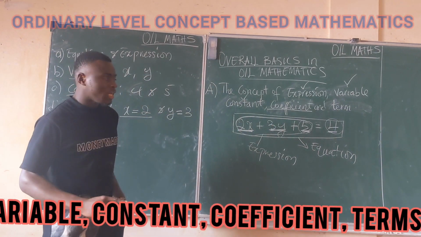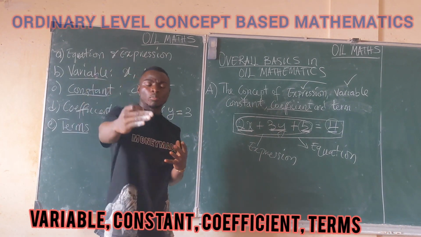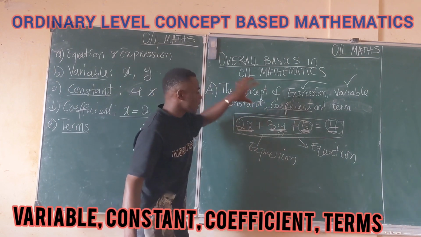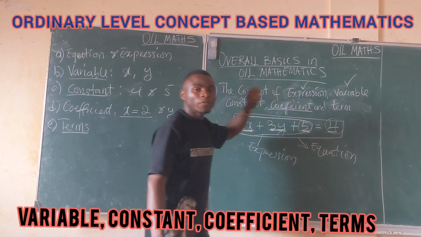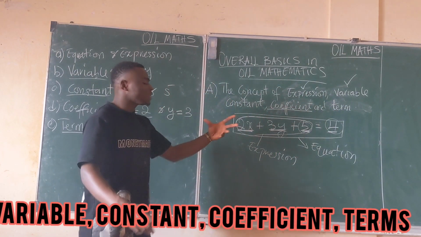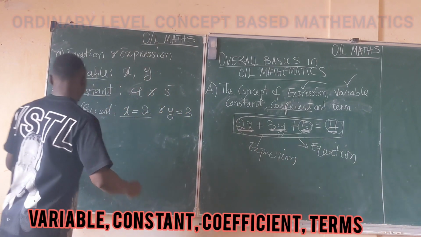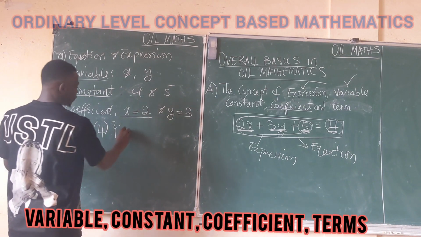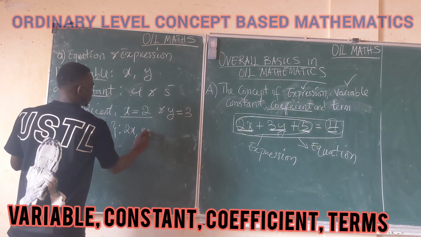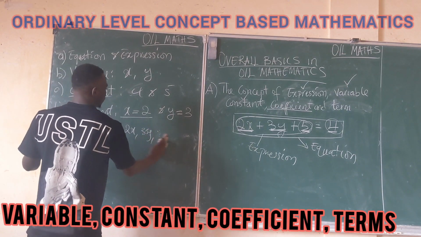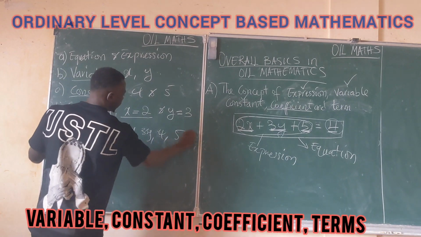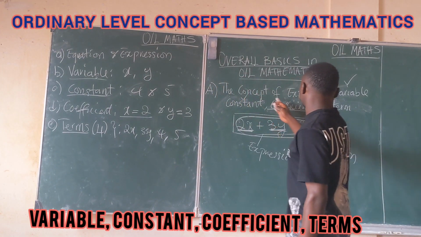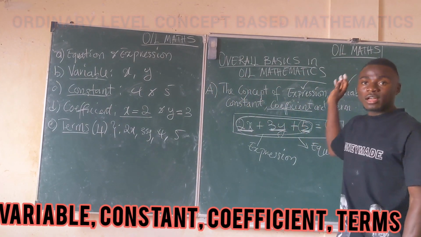So what do you see? Terms are always separated by mathematical operations, plus and minus. You see this is the first term, second term, third term, and the fourth term. How many terms are in this equation? There are 4 terms: we have 2x, we have 3y, we have 5, and we have 4. So this is just the concept of expressions, variables, constants, coefficients, and terms.